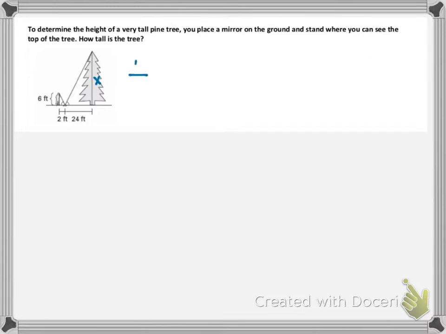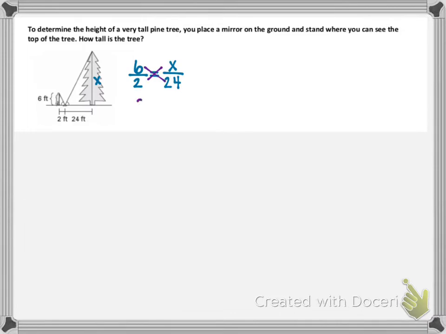So you are 6 feet tall, and you are 2 feet away from that mirror. Equals. Now let's look at those corresponding lengths in the tree. So the height of the tree, we don't know what the height of the tree is, so we're going to put an X across from the height of you. And then the tree is 24 feet away from the mirror. So the 24 is going to go down here with the 2, where you are 2 feet away from the mirror. And then we'll cross multiply.